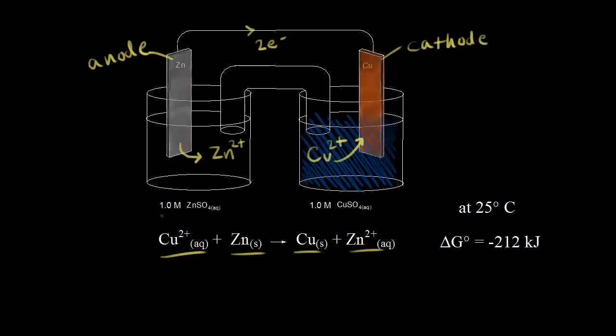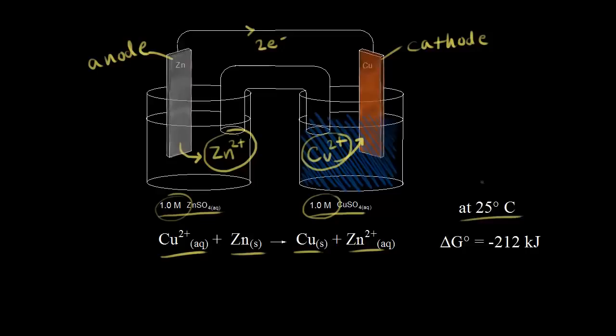If we start with a 1 molar concentration of zinc sulfate, that means in solution our initial concentration of zinc 2 plus would be 1 molar. And we have a 1 molar concentration of copper sulfate, which means we're starting with a concentration of copper 2 plus of 1 molar. So we're under standard conditions. We have 1 molar for our concentrations. We're at 25 degrees C.